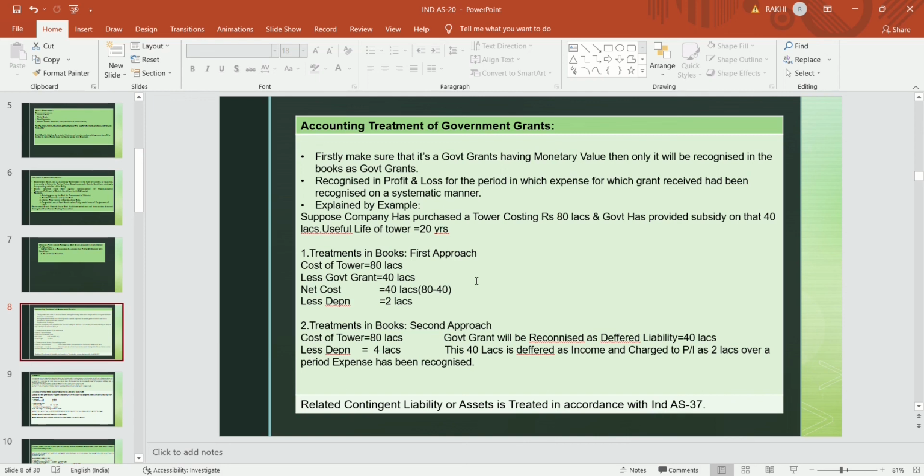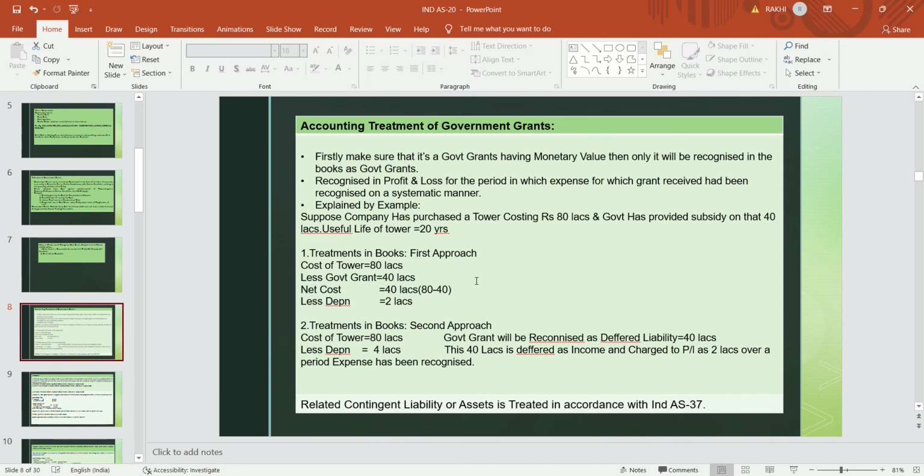It is recognized in the profit and loss for the period in which the expense is incurred. There are two types of grants: a capital expenditure kind of grant and a revenue expenditure kind of grant. Capital expenditure, like the government giving any kind of asset, or revenue kind of grant, is an expense which the company has already incurred and gets reimbursed by the government. So it is recognized in the profit and loss for the period in which the expense for which the grant has been received is incurred, on a systematic manner.